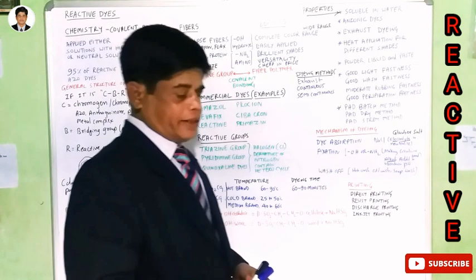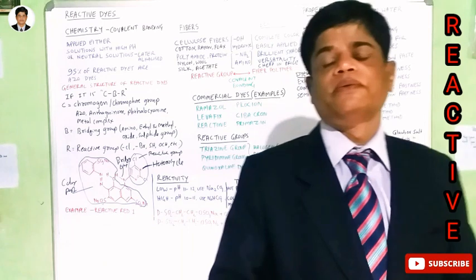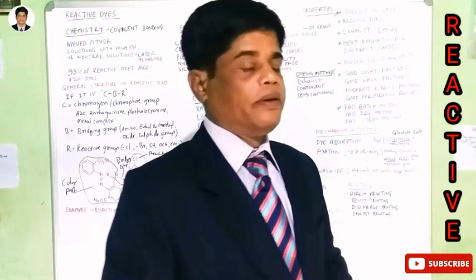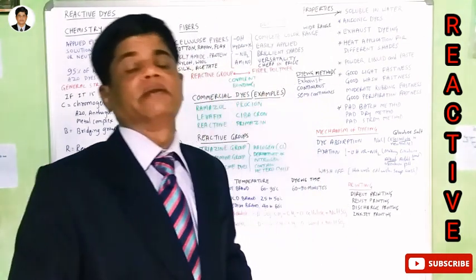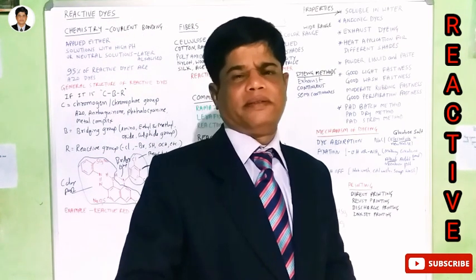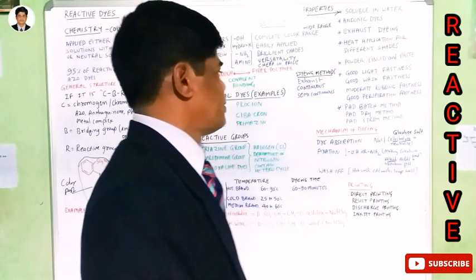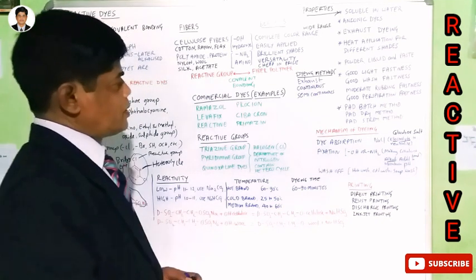What are the dyeing methods used to dye with reactive dyes? Exhaust dyeing, continuous dyeing, semi-continuous dyeing. These are the dyeing methods. Okay, exhaust dyeing.